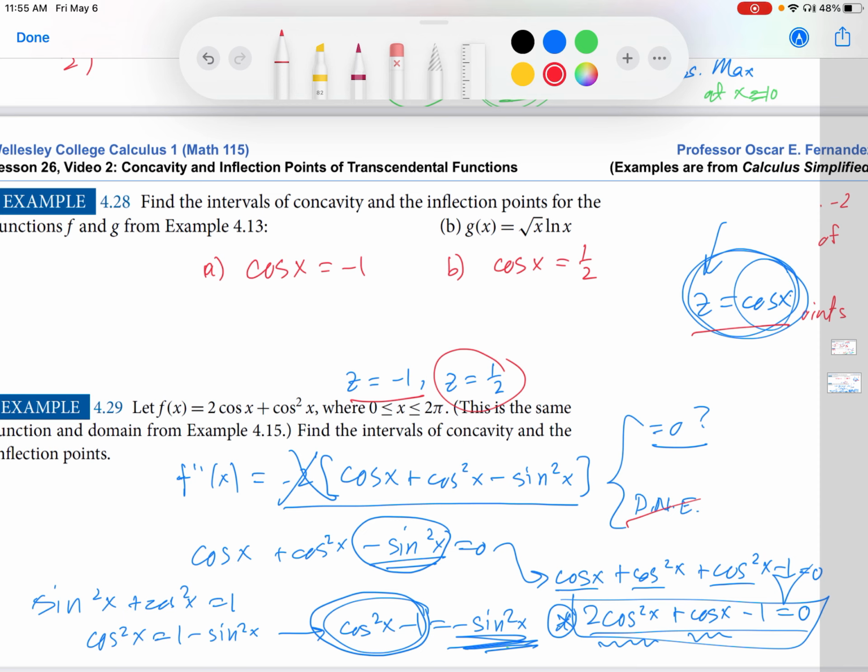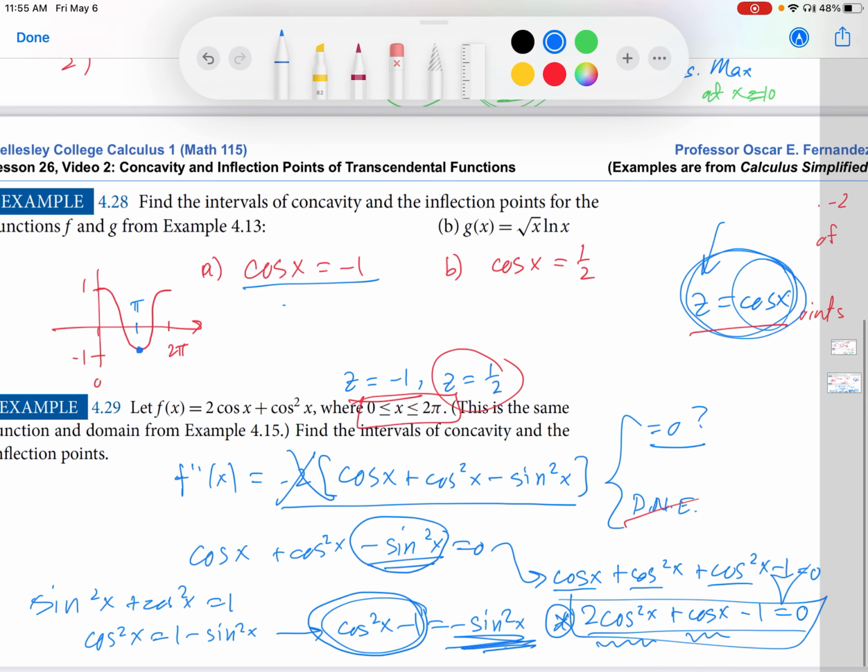There are a bunch of values for x that generate these outputs. There are an infinite number of them, actually, because the graph of cosine x goes on forever. But remember, we're only interested in the interval 0 to 2 pi. So if I graph the function cosine of x on that interval, it looks like this. This is 2 pi, this is 0, and this is 1, and this is -1. So where is cosine of x equal to -1? There's only one place where that happens, and that's x equals pi. So this generates x equals pi.